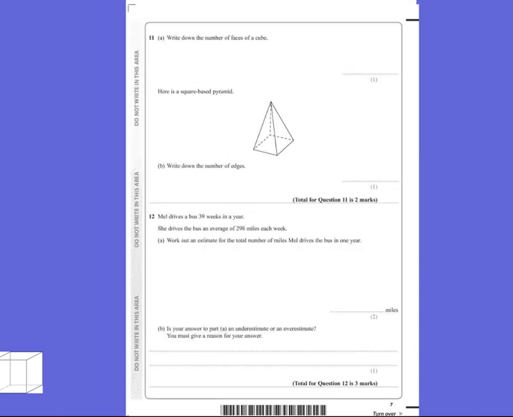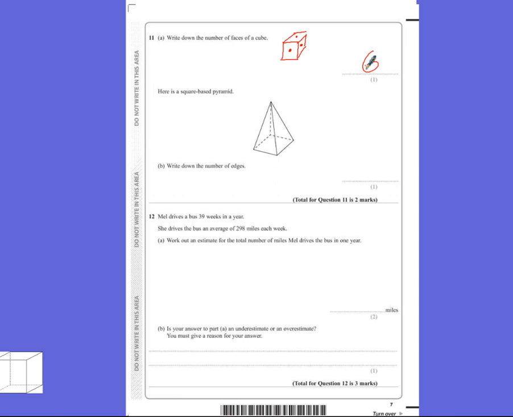Question 11. Write down the number of faces on a cube. So a cube is basically a 3D square, so we can just draw it in here. So it's got a front face and it will also have a back face that's the same as it, so that'll be 2. You've got a top face and there'll also be one at the bottom that's the same as it, so that's 3 and 4. You've got a side face and the other side face, which will be 5 and 6. So it's got 6 faces.